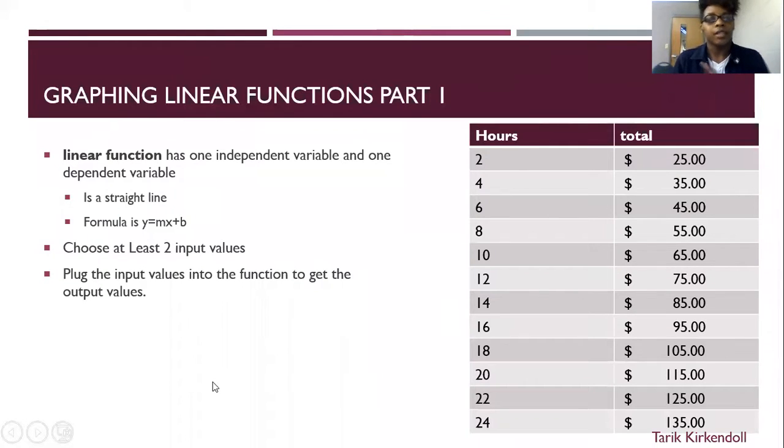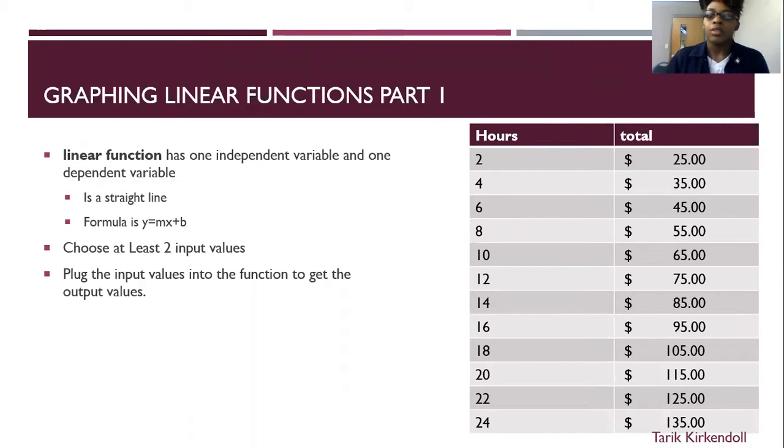So I was gonna try and tie this in as well as I can with how I do commissions, and hopefully you guys can learn how to do linear functions and I explain it correctly. So a linear function has one independent variable and one dependent variable. It is always a straight line, and the formula is y equals mx plus b. There's a slightly different version out there as well though.